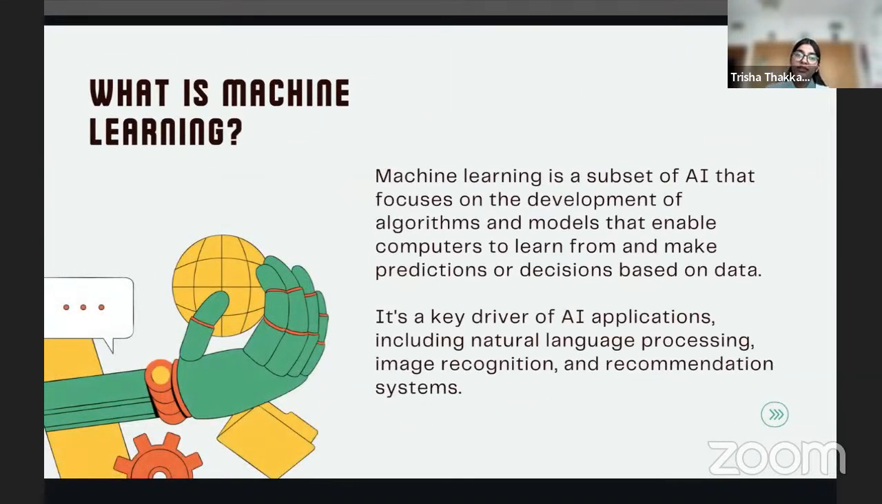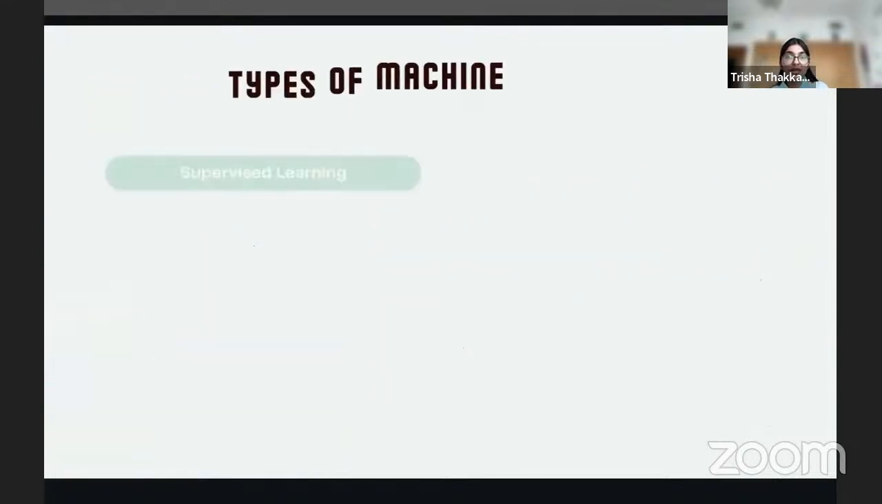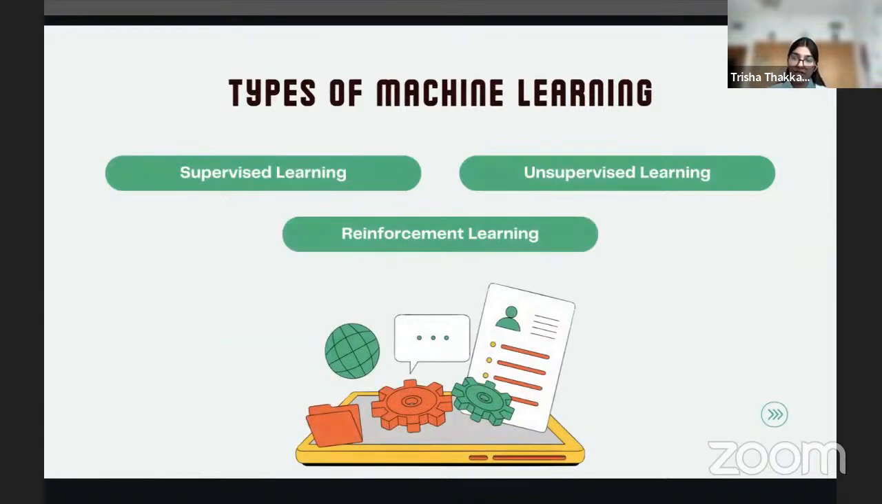So, what exactly is machine learning? It is a subset of AI, as I mentioned before. It focuses on the development of algorithms and models that enable the computer to learn from and make predictions based on the data provided. It is a key driver of AI applications, including natural language processing, image recognition, and recommendation systems. So, what are the different types of machine learning? We have three major types: supervised learning, unsupervised learning, and reinforcement learning. I will be explaining each one of these in detail now.